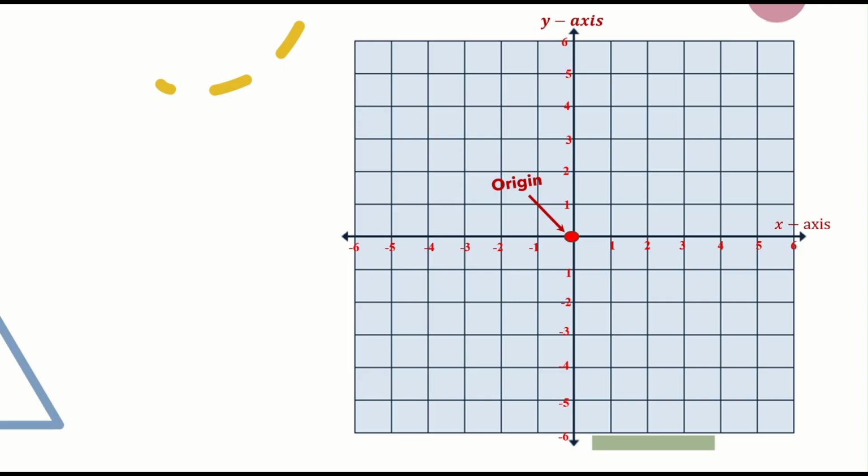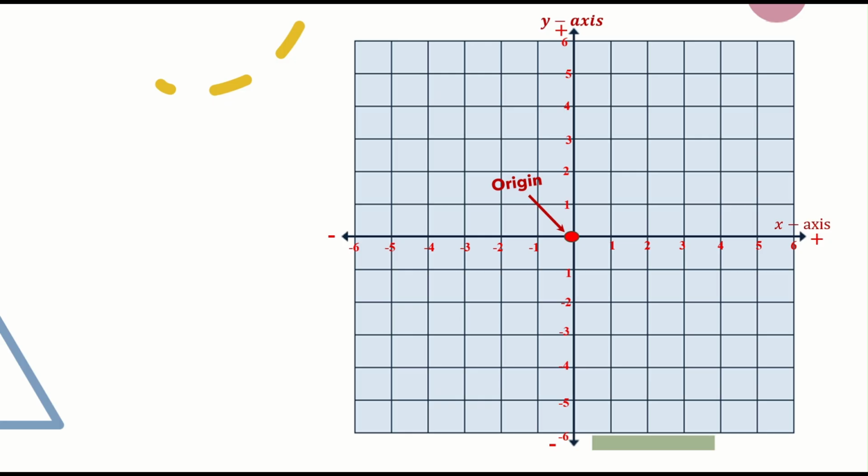Next, I would label where my positive and negative would lie. Remember, it's just a number line. So when I go to the right of my number line, that would be a positive. When I go to the left of my number line, that would be a negative. And the same thing would apply when I'm talking about my y-axis. When I go up, that would be my positive, and when I go down, that would be my negative.